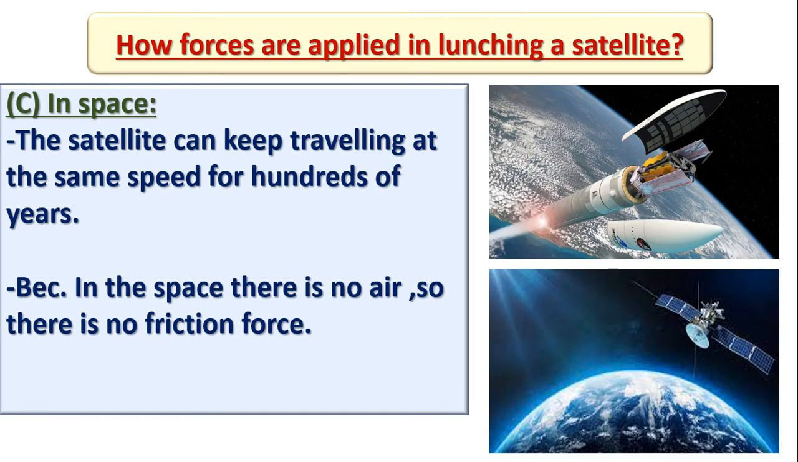Okay, in space, the satellite will travel around the Earth at the same speed for hundreds of years without stopping and without slowing down. Why is that? To make something slow down or stop, there should be a friction force. And friction force happens if there is rubbing against the air. Is there air in space? No. There is no air in space, so there is no friction force, so the satellite can move at the same speed for hundreds of years.